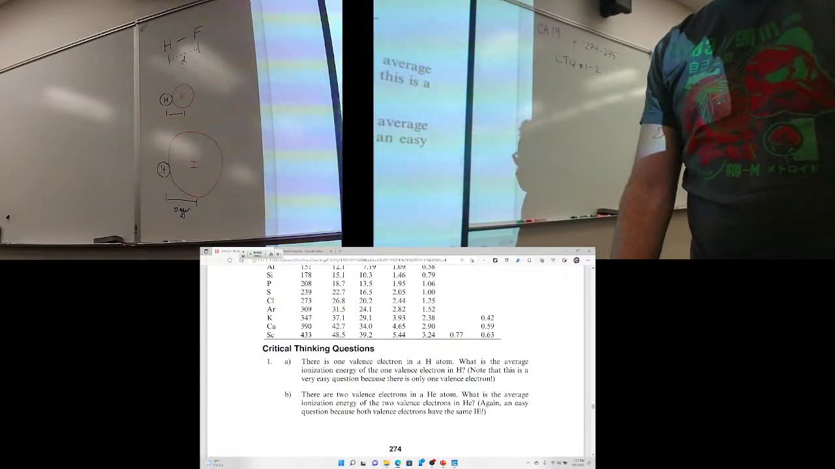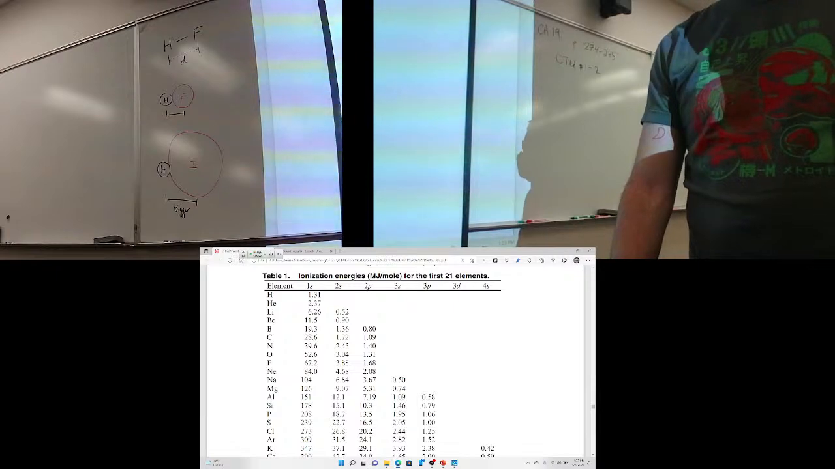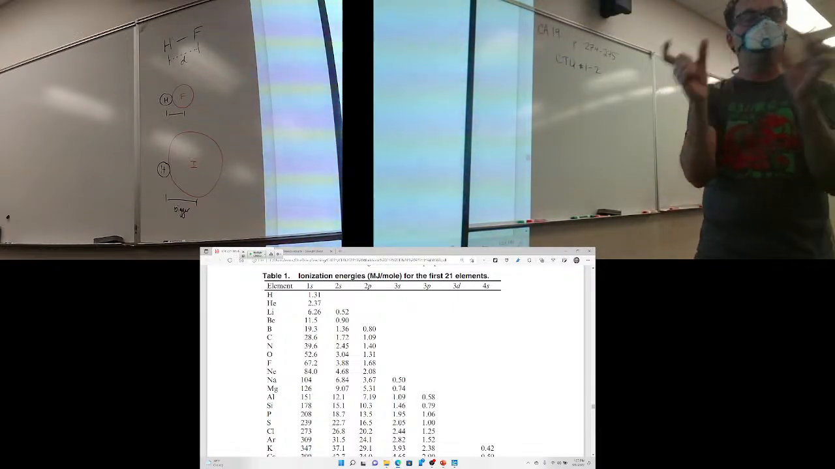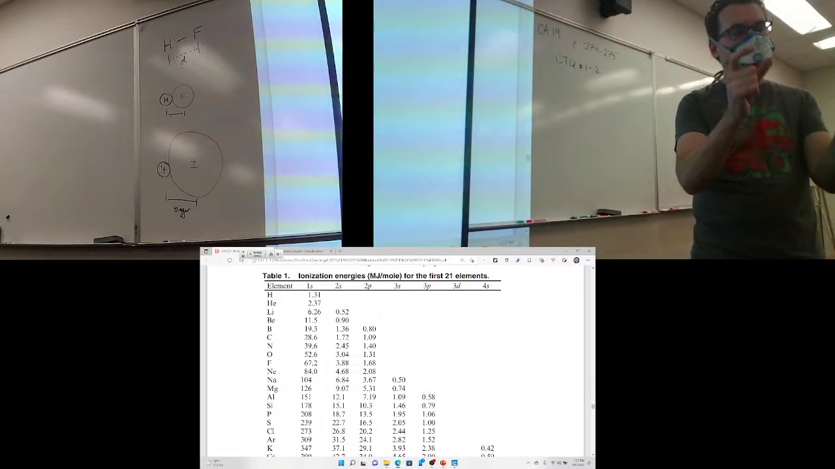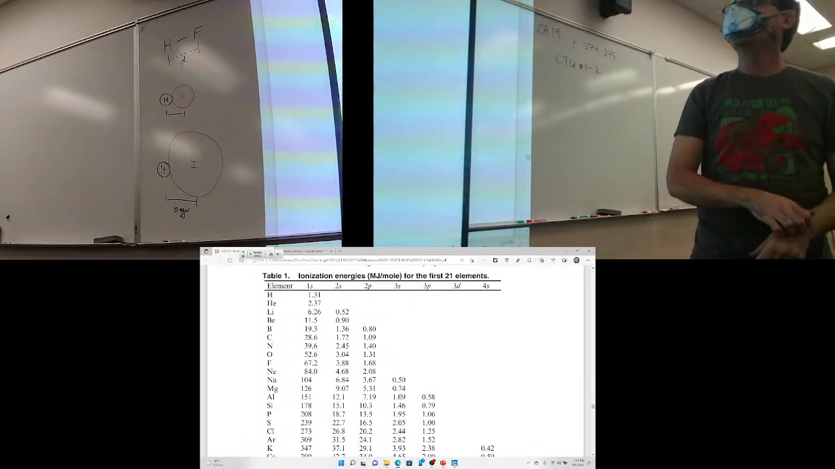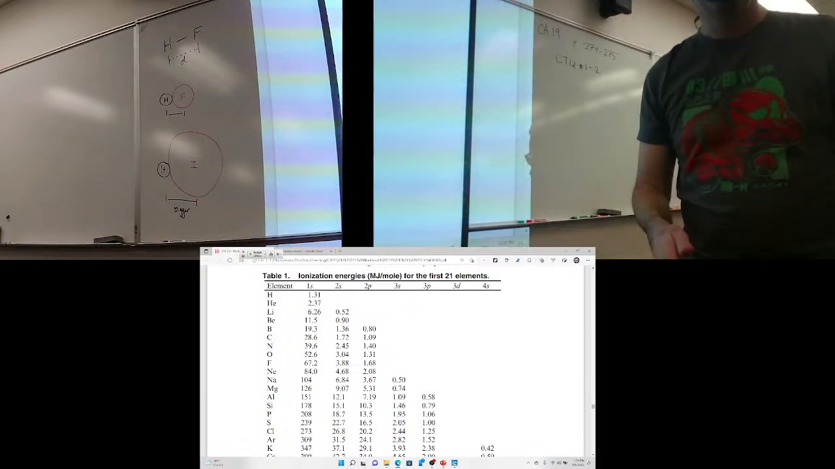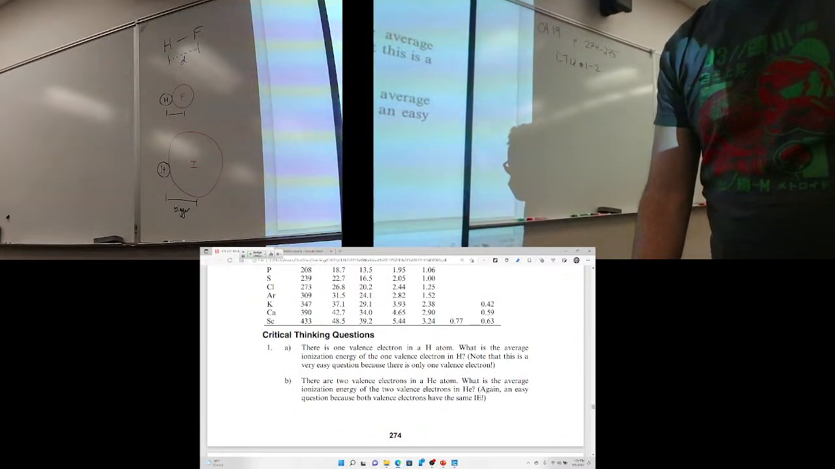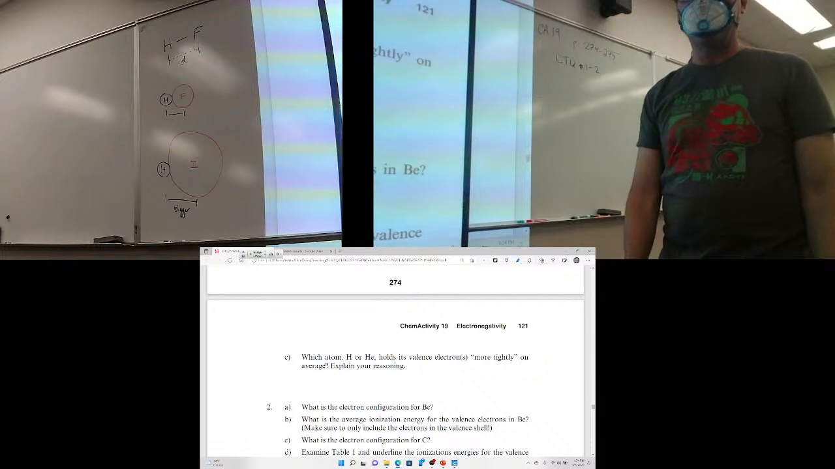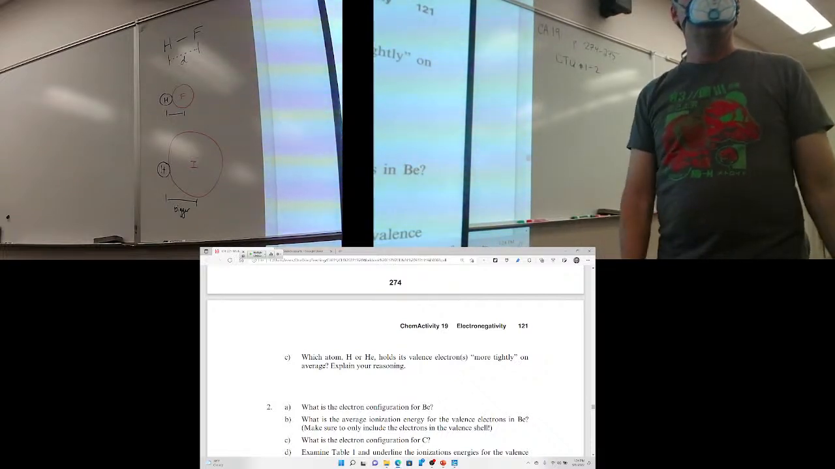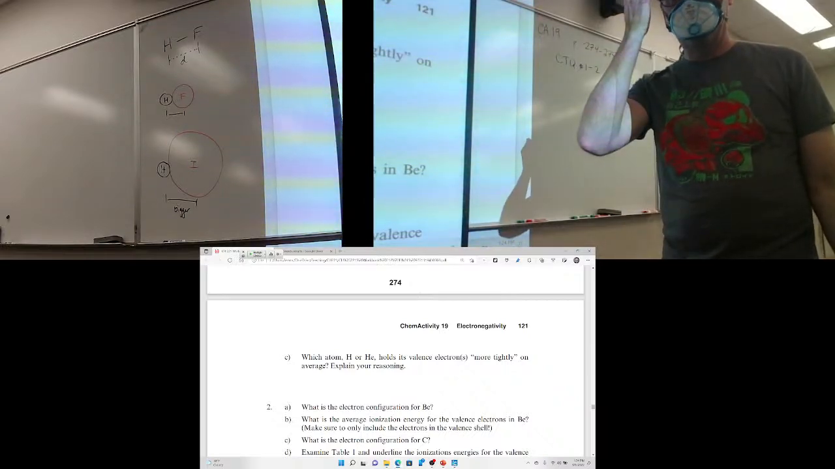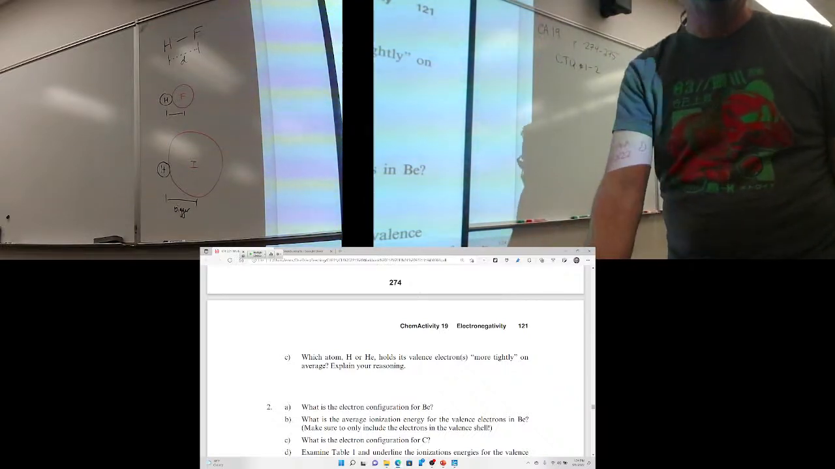When I do helium, what's the average? 2.37. Yeah, if there are two electrons, they're both 2.37. Now we're not talking about removing one then the other. We're removing one or removing the other. Either one is 2.37. Okay. So that's not so hard. So which holds valence electrons more tightly? Helium, because the ionization energy is higher, or the average valence electron energy is higher.